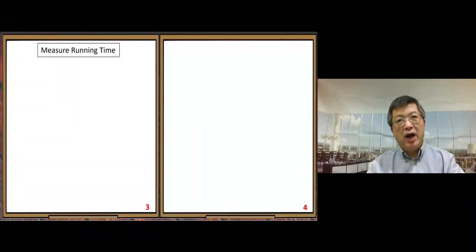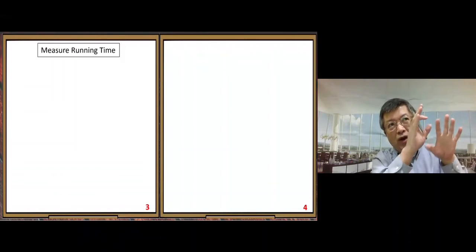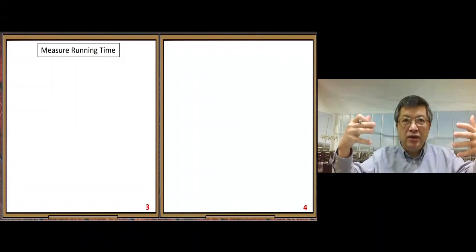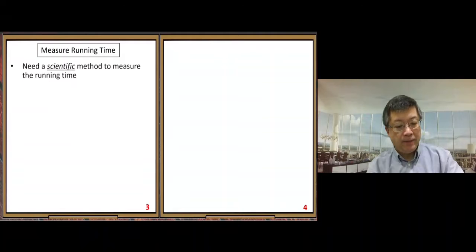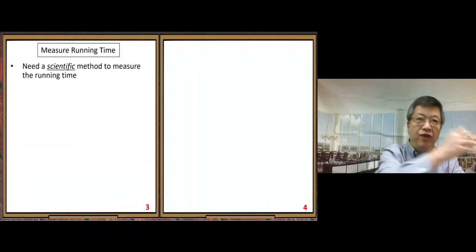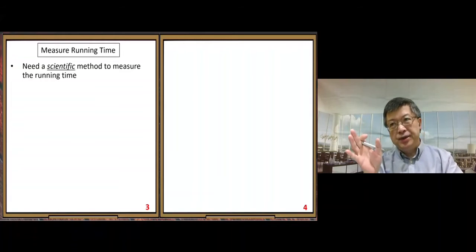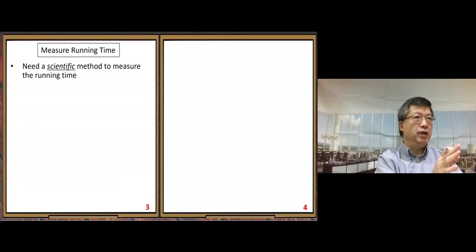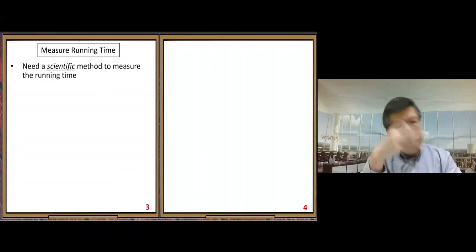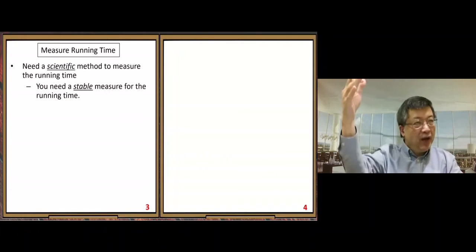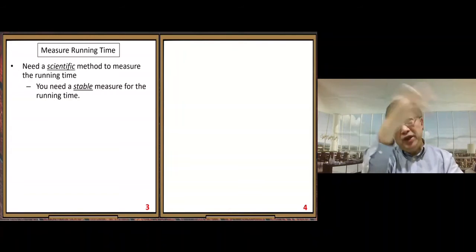This one I mentioned a little bit in one of my previous videos, but here we try to understand it systematically. First, we need a scientific method to measure the running time. Unbiased, objective, a reliable, stable way to measure. So we need a stable measure for the running time. Why? What do you mean stable here?